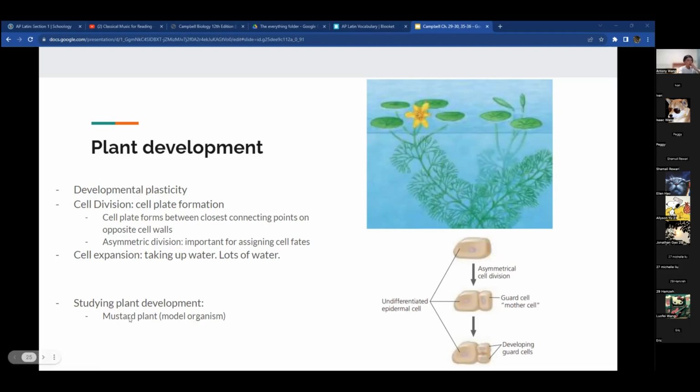Another important thing, mustard plants are the model organism for plants. It's just a trivia thing. Arabidopsis.